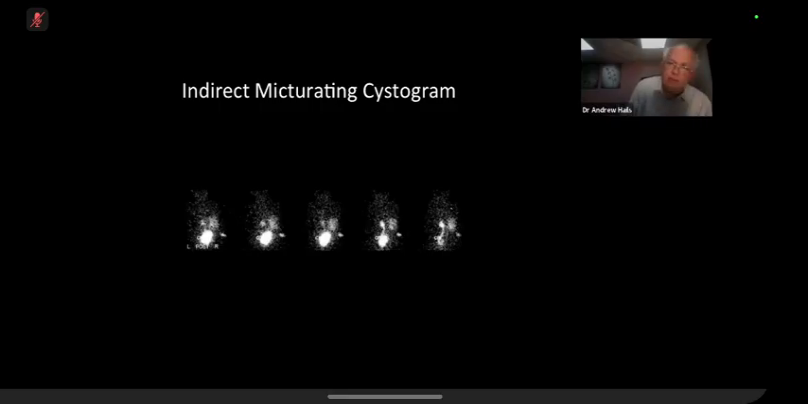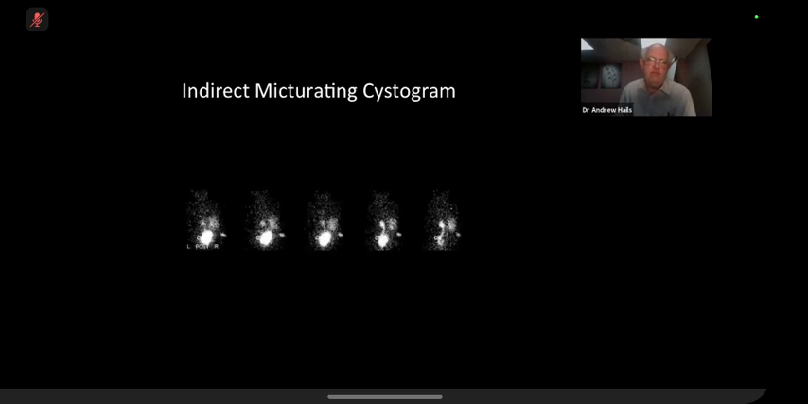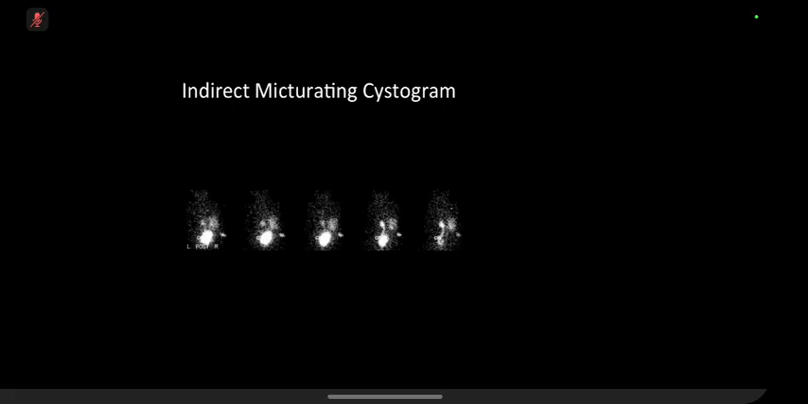But we've got this one. So these are the scintigram images of this one. And these are the renogram curves of this one. So what's happening here? So as you go from left to right, there appears to be increasing tracer in the left kidney. So is this some sort of reflux into the left? Yeah, while the patient micturates?